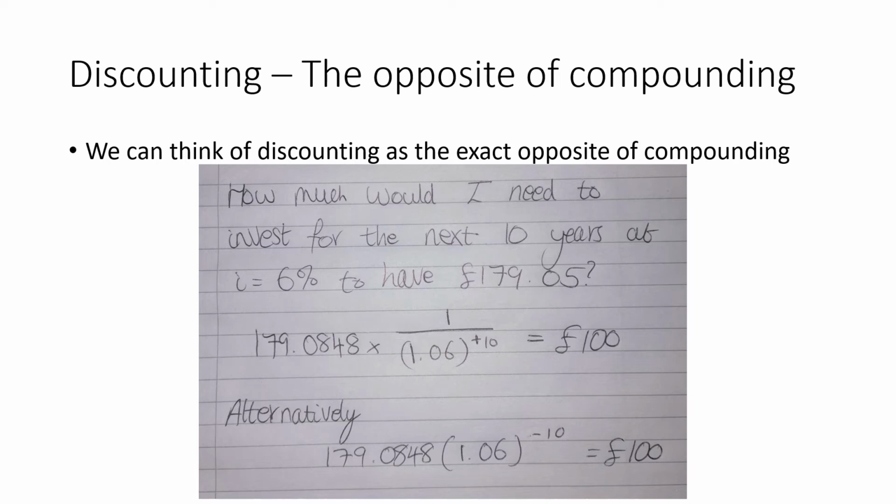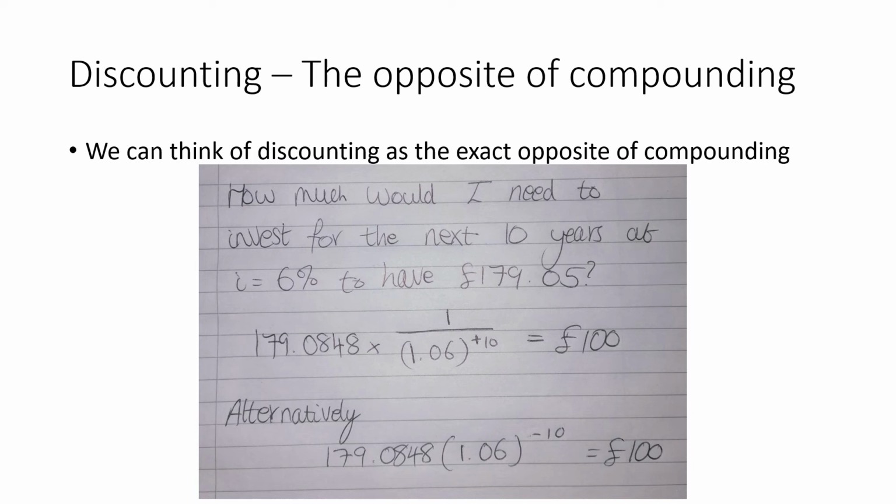So I would multiply my 179 by the opposite of what I did in the previous slide. So it would be 1 over 1.06 to the power of 10. It's important to stress that if we're doing 1 over the interest rate, the power is positive. And that would equal £100, which is what we started with on the previous slide. Alternatively, we can write this as 179.0848 times 1.06 to the minus 10, and that will give us the same answer. So we can play around with that minus sign, and we don't need to do the 1 over.